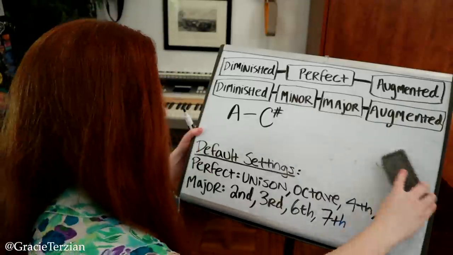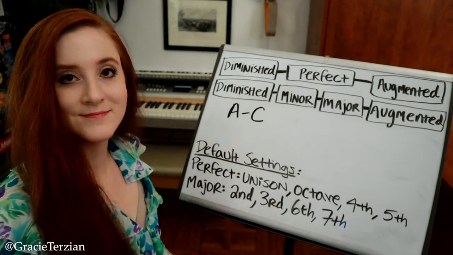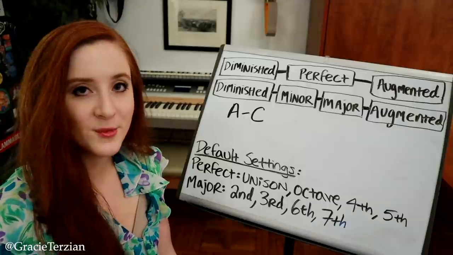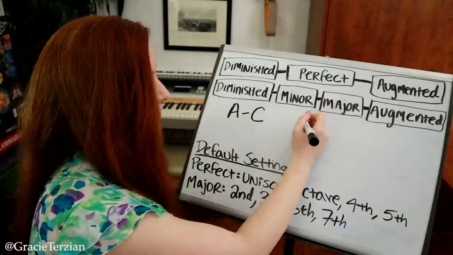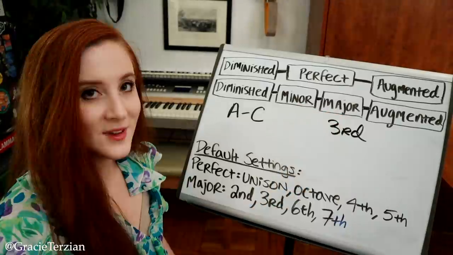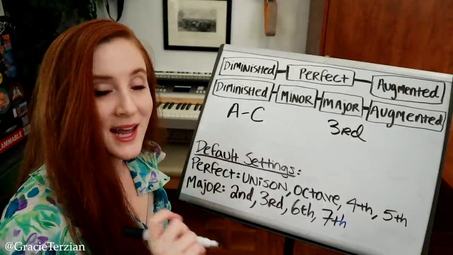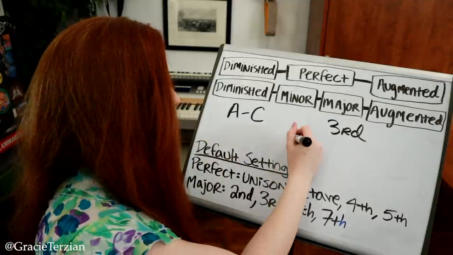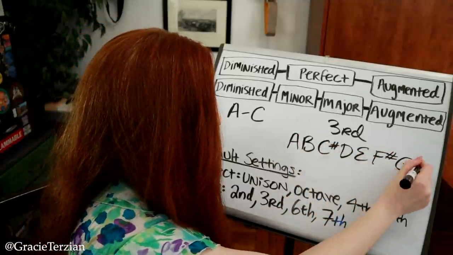Okay, let's do another. How about A to C? First step, we figure out what the interval number is. A, B, C, that's a third, so we know it's a third. Step two, we think about the major scale of that first note. So let's write out the A major scale: A, B, C sharp, D, E, F sharp, and G sharp.